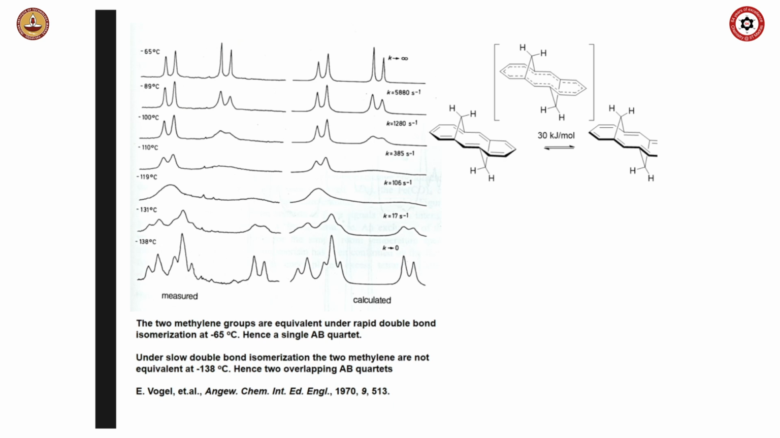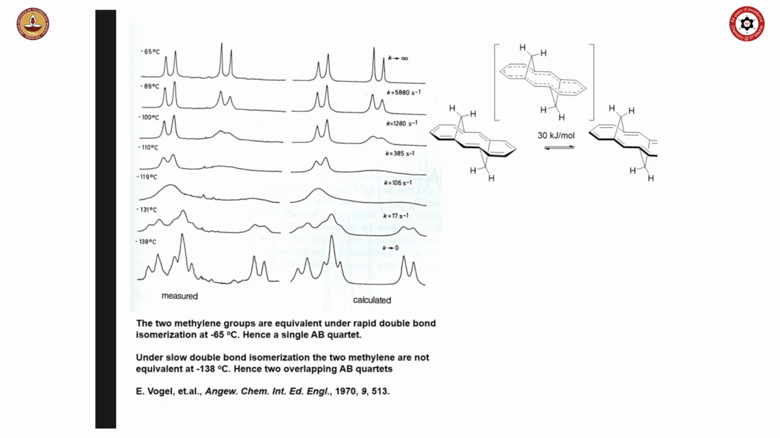You see a frozen spectrum of this compound. The dynamics is not very fast, it is very slow. So you will see this as a separate AB and this as a separate AB, because this hydrogen is above the triene portion of it. This hydrogen is above the diene portion of it. So these two hydrogens are no longer similar.